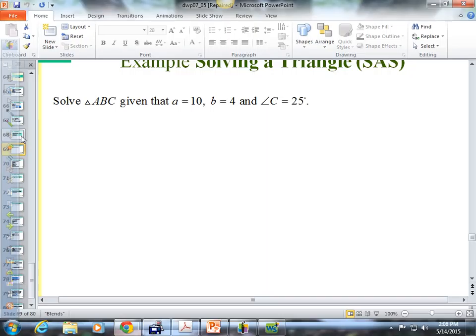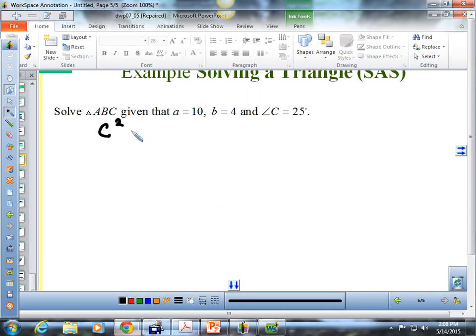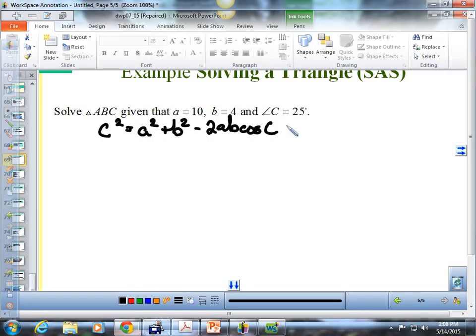We're going to use law of cosines to solve for what? What is the third side? C. So we would start with the formula: C squared equals A squared plus B squared minus 2AB cosine C. Is it still very important to write that formula down, folks? Yes. Still very important for you to write that formula.